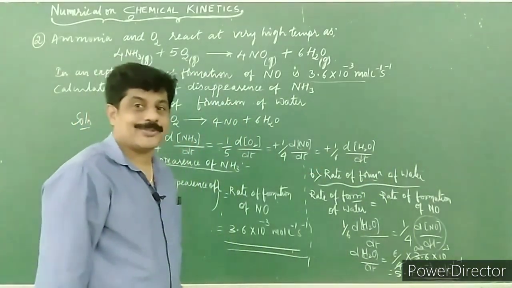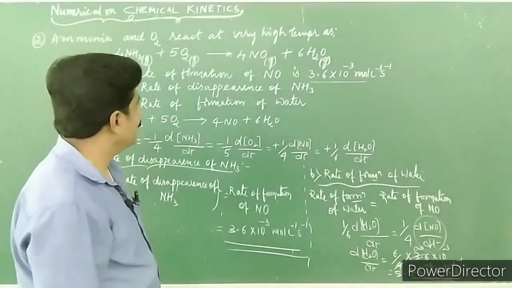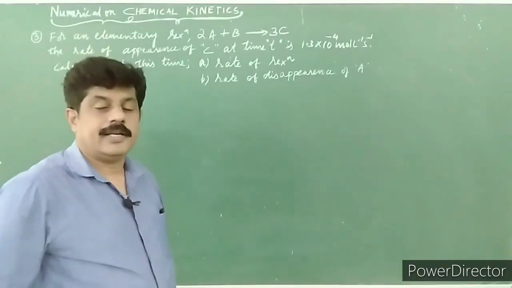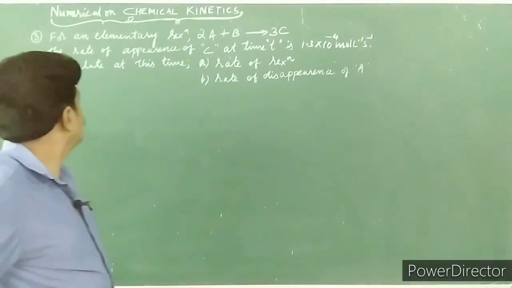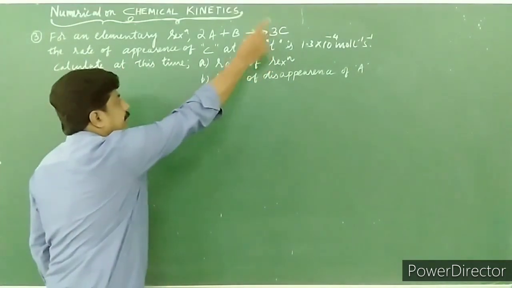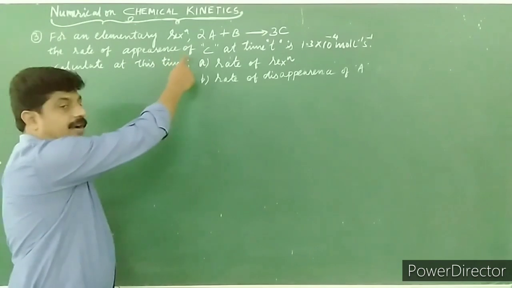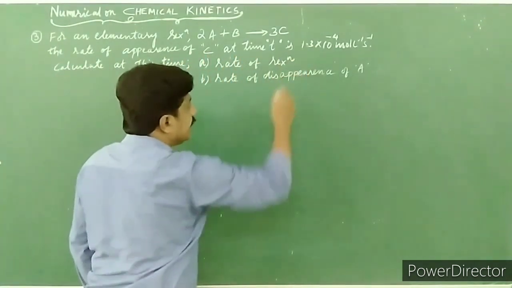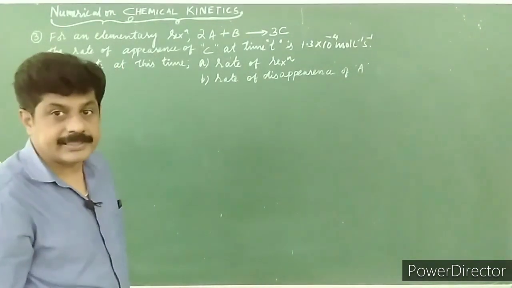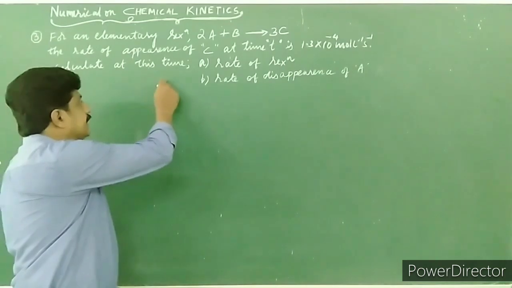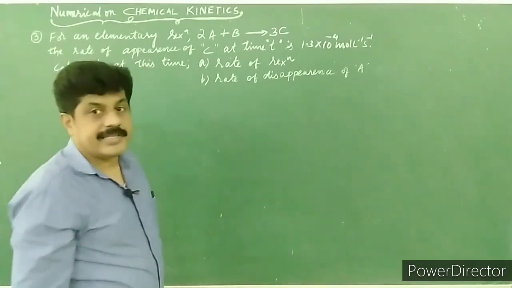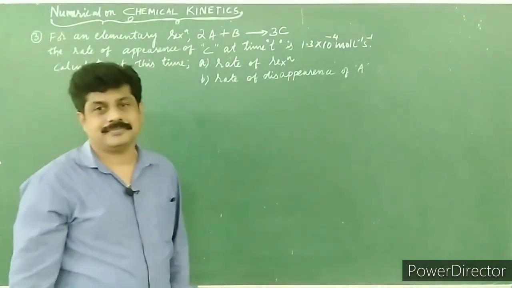So that is how you need to solve the numerical. Hope you understand about this numerical. Let me take up one more numerical for you. Children, let me take up the third numerical. For an elementary reaction, 2A plus B giving rise to 3C, the rate of appearance of C at time t is 1.3 into 10 to the power of minus 4 mole per liter per second. Calculate at this time A, the rate of reaction, B, the rate of disappearance of A.